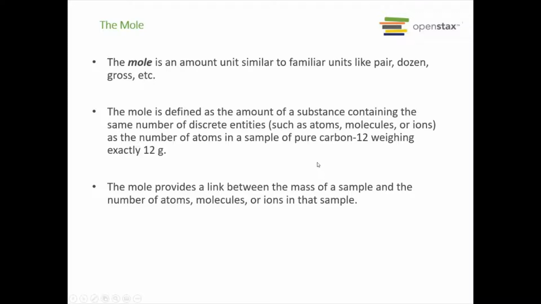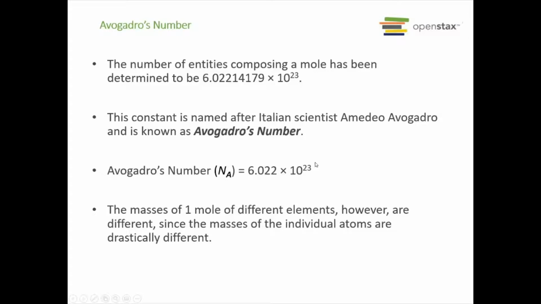So the definition of the mole is technically the number of atoms in a sample of pure carbon-12 weighing exactly 12 grams. But it is how we can link between mass and number of atoms, molecules, or ions in a sample. So it's actually been determined to be 6.02214179 times 10 to the 23rd. And this is called Avogadro's number, named after Amadeo Avogadro. We just round it. We don't need that many sig figs, so we round it to 6.022 times 10 to the 23rd. And this is equal to 1 mole.